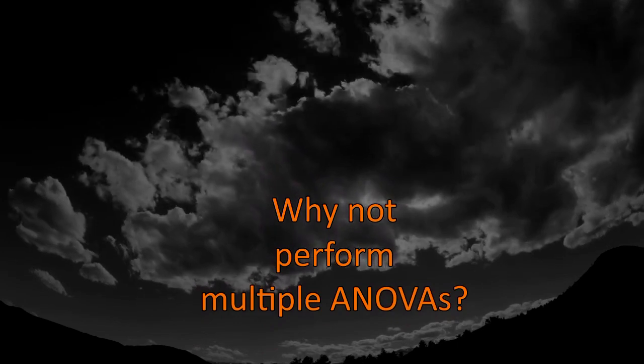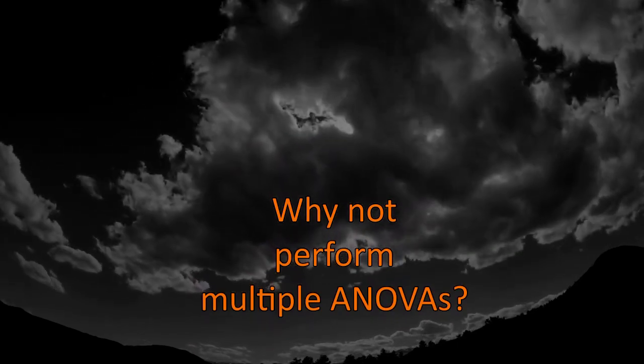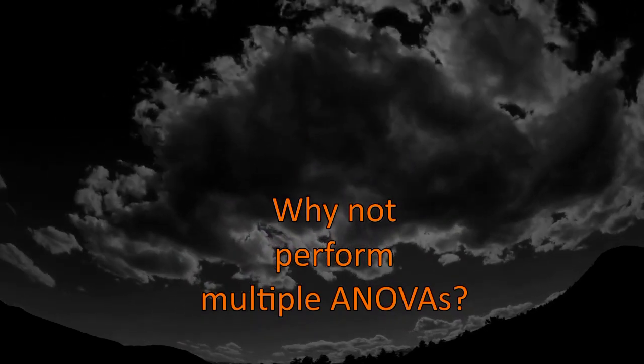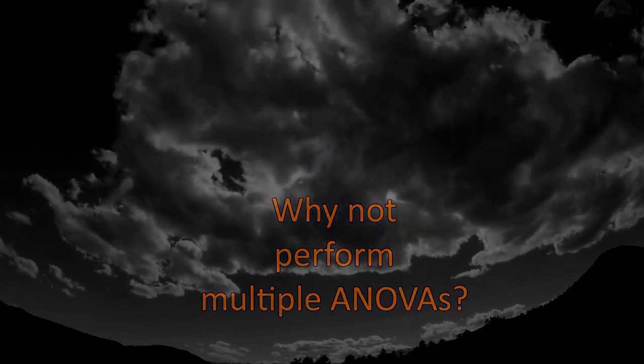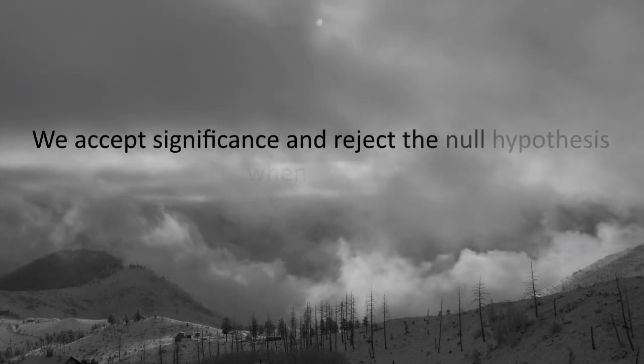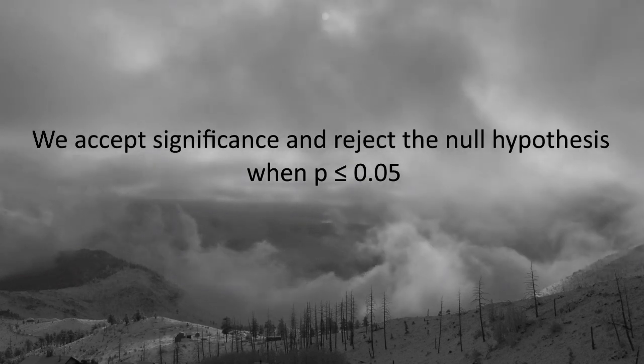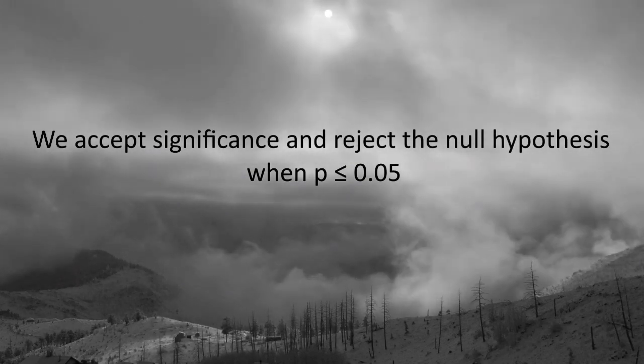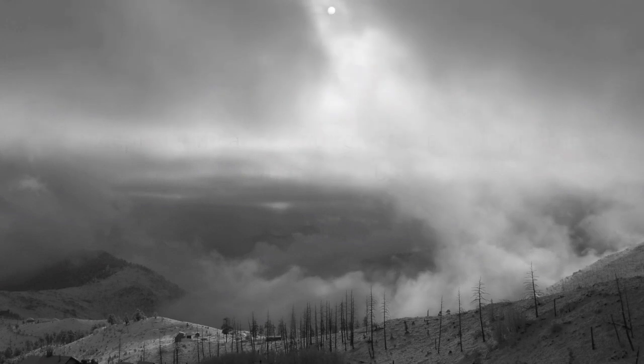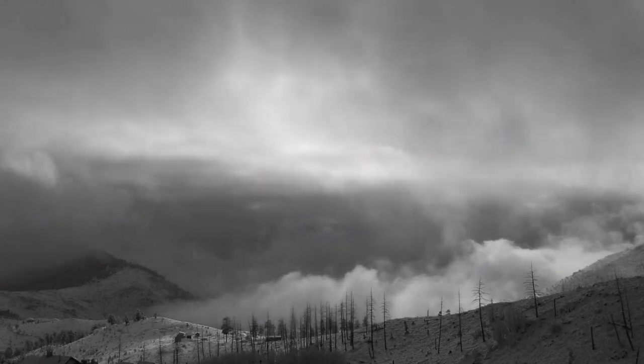Why can't we just perform multiple ANOVAs? That is, why can't we just subset our observations and take two at a time? That is, compare white versus black, white versus American Indian, Alaskan Native, etc., until all the paired comparisons have been made. As you know, we accept significance and reject the null hypothesis at p less than or equal to 0.05, a 5% chance that we're wrong and have committed a type 1 error.